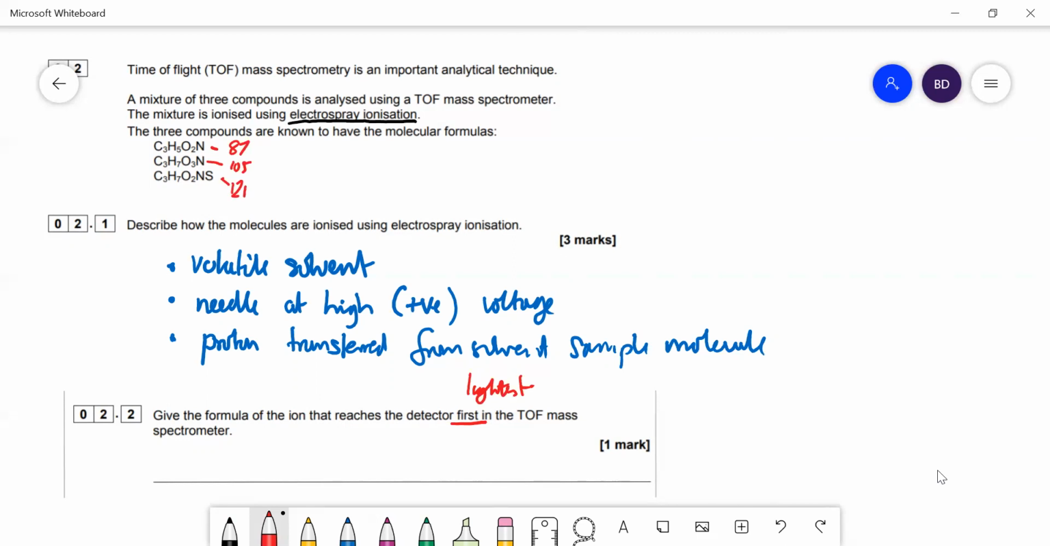So this molecule here is going to be the one that reaches the detector first, but of course it's going to gain an extra proton, so it's going to be C3H6, not H5, O2N, and it's gained a proton, so it's got a positive charge.